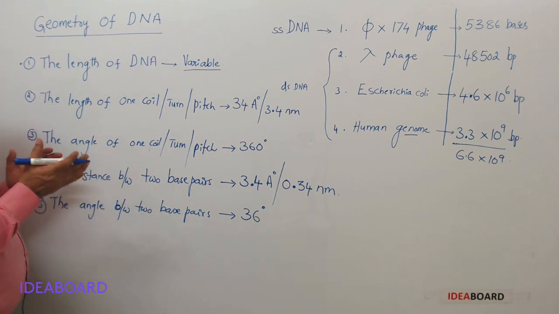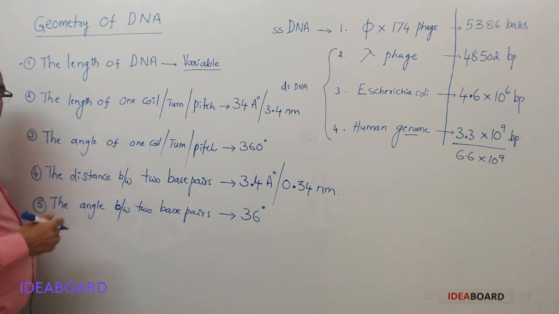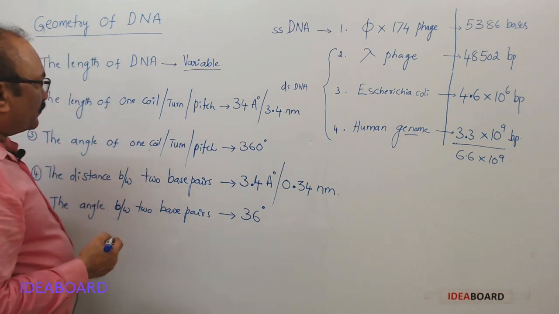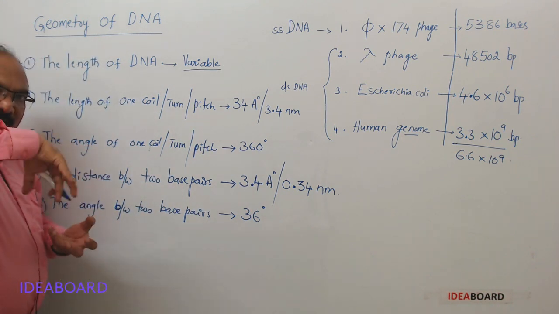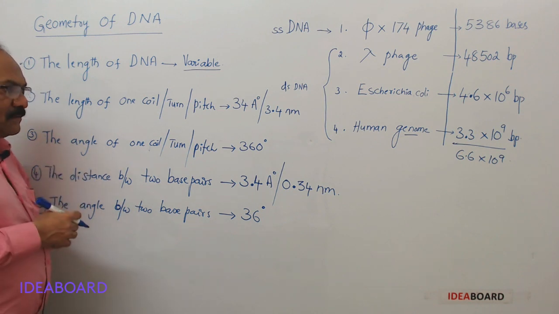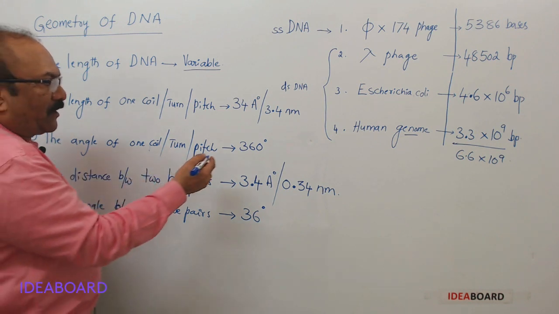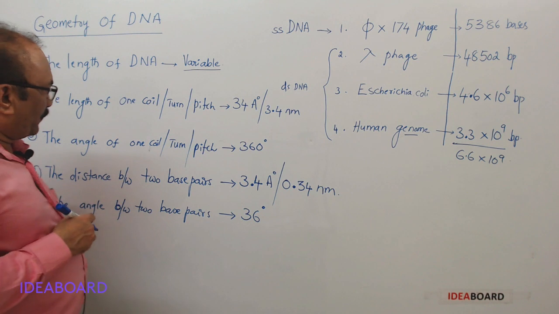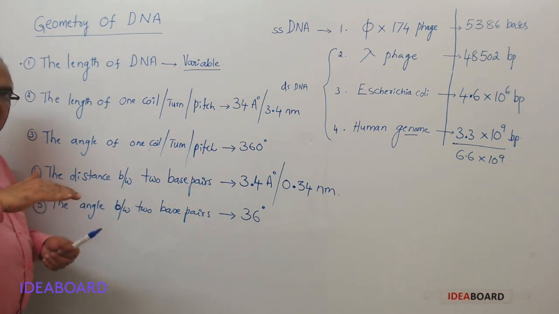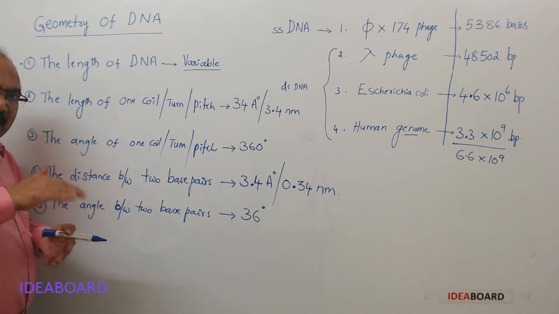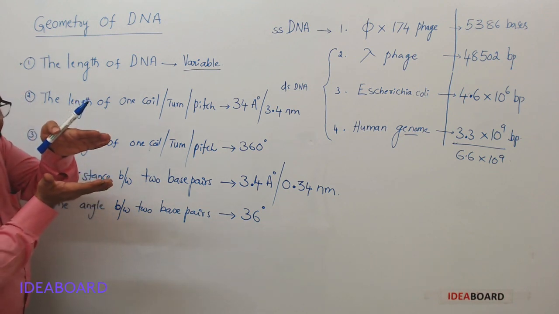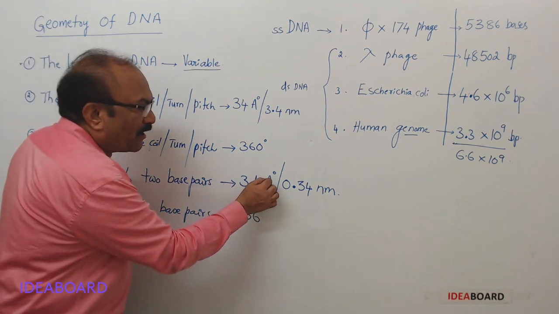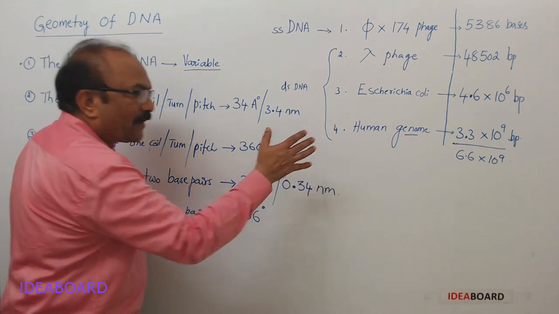And what about the length of that one coil or one turn or one pitch? Is 34 angstroms or 3.4 nanometers. And the angle of this one coil, it is a complete angle or turn, will have a 360 degrees angle. That is only a complete turn. And we know that these base pairs are arranged one above the other, stacked up. And what about the distance between these two base pairs? The distance is 3.4 angstroms or 0.34 nanometers.